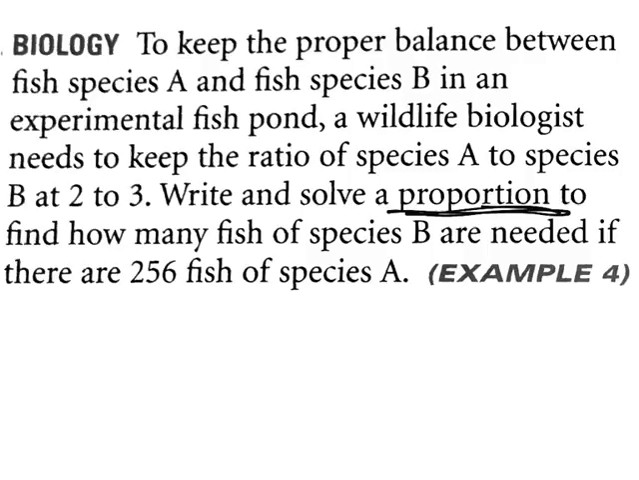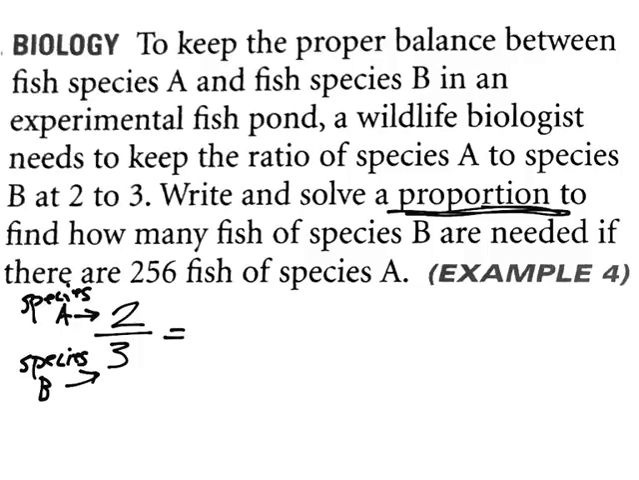Now we need to write the proportions. It says 2 to 3. This is species A, and this is species B. And it says that we have to keep it that way, species A over species B. Well, it says we have 256 of species A, and we do not know species B.